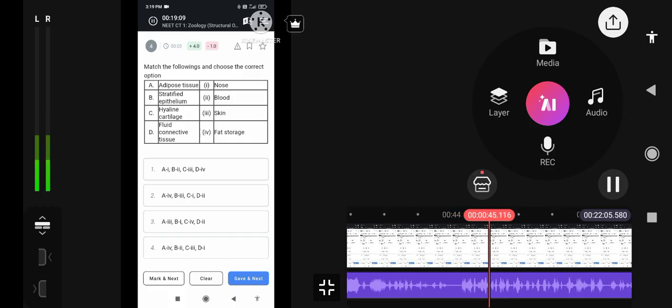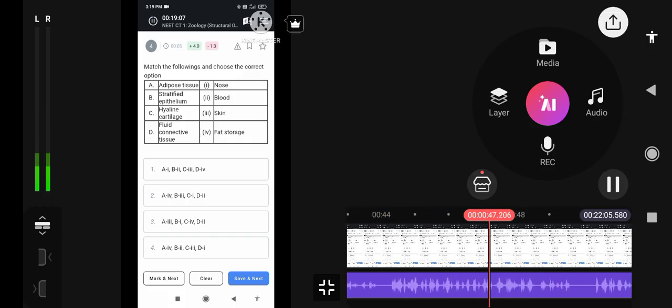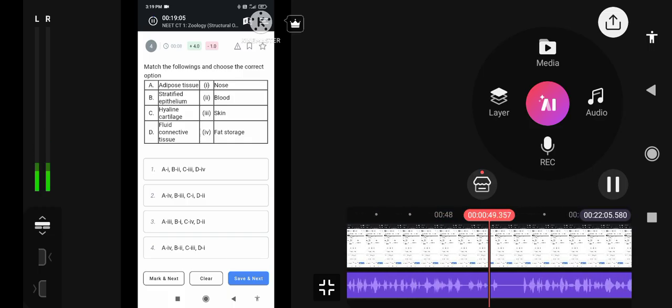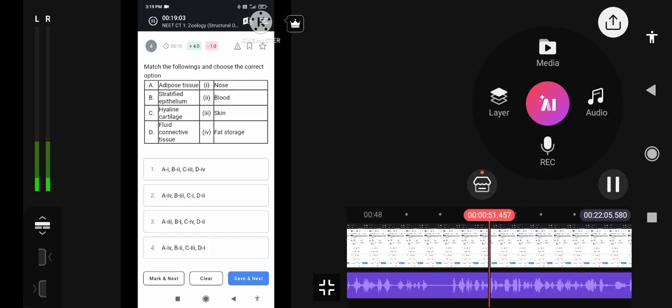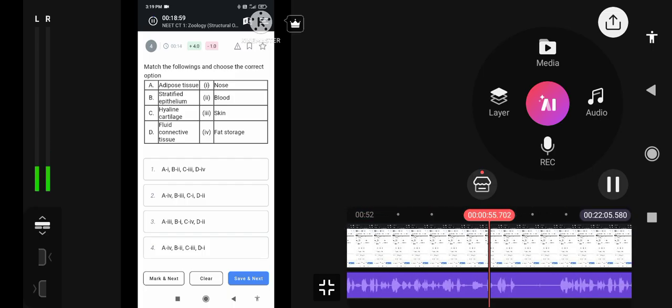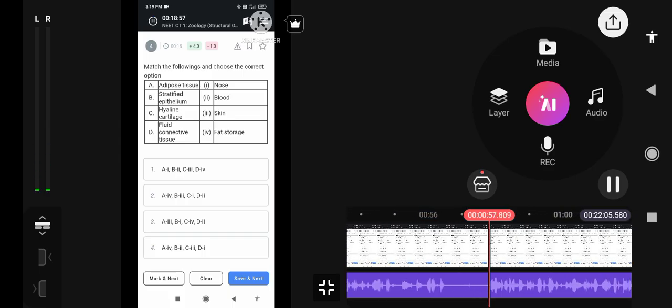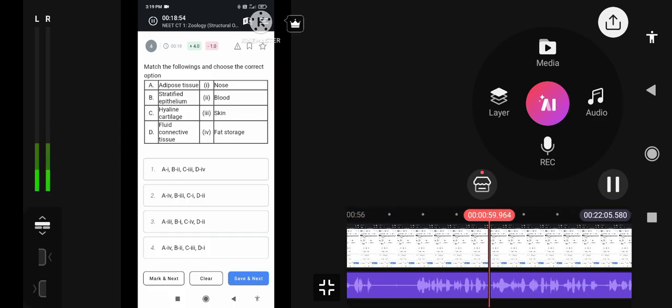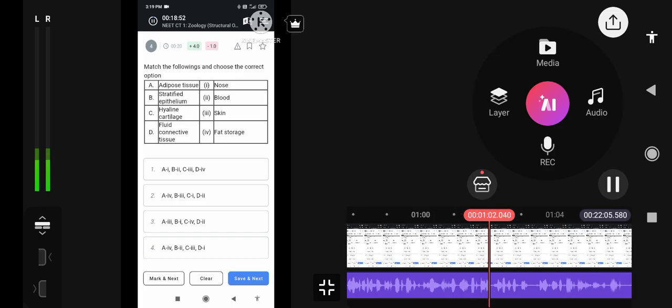Match the following and choose the correct option. Adipose tissue, stratified epithelium, hyaline cartilage, fluid connective tissue. Actually, adipose tissue, that is fat storage. A is going for 4. That means 2 and 4 option. And other, if I see stratified epithelium, one minute, stratified epithelium, that means skin.